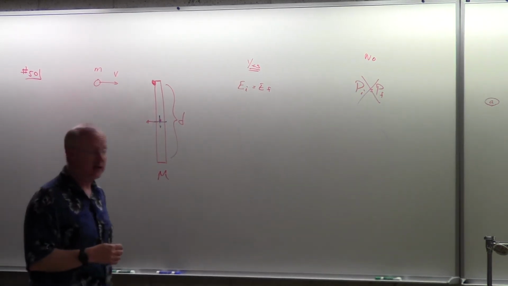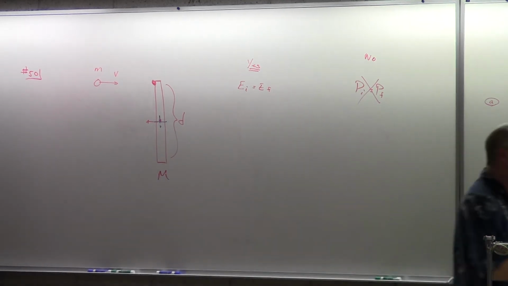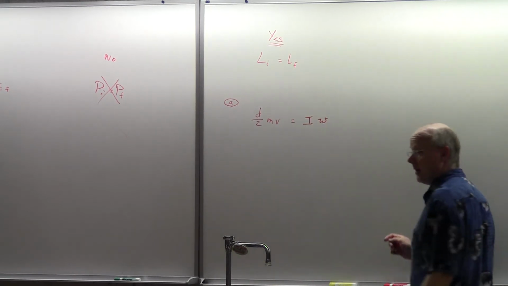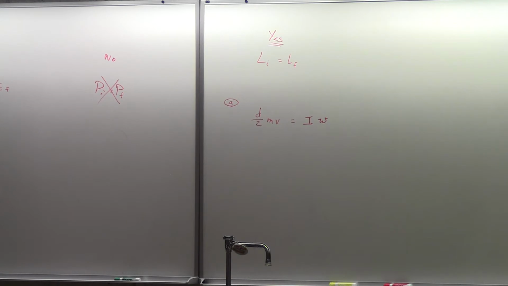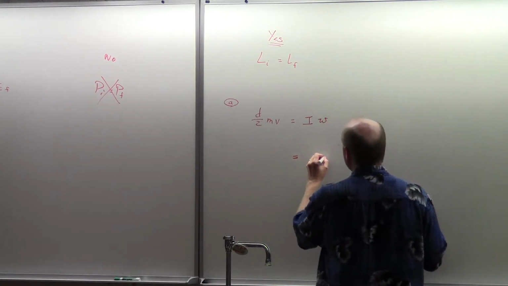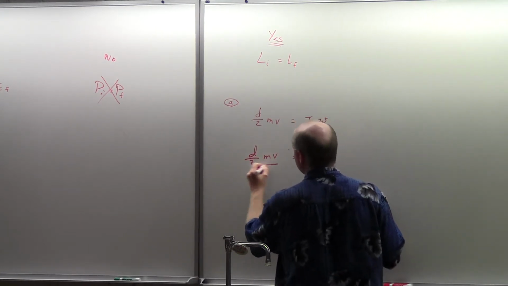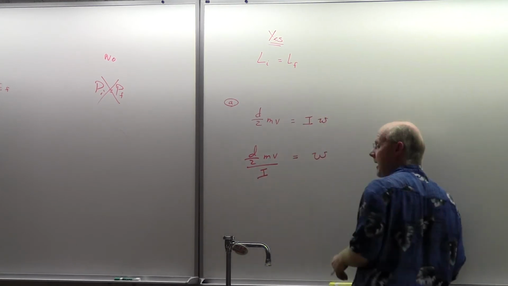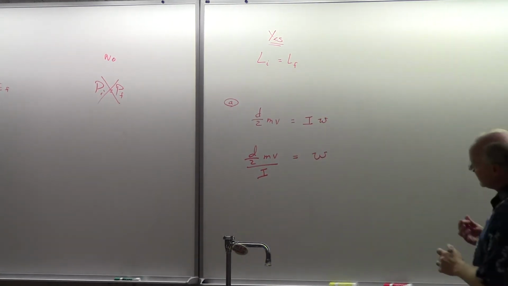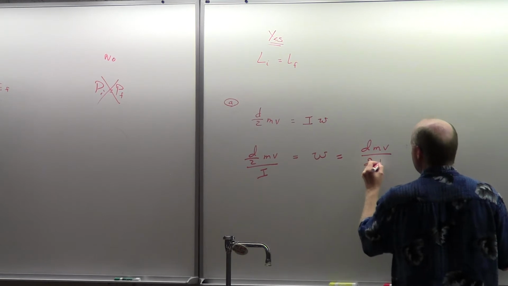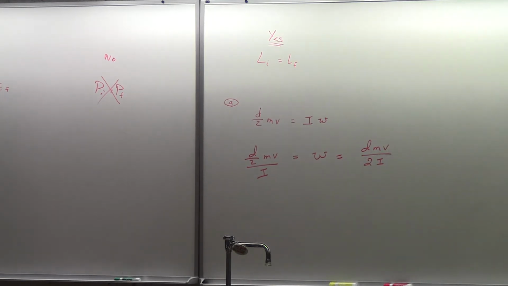And of course, then it sticks to it and starts to spin. What would be the angular momentum there? Well, I'll just write it as I omega, because it would be whatever the rotational inertia is, and it's spinning there at some angular speed. And that will help me answer the question, because the question says find the angular speed. So when I move I to the other side of the equation, I can simplify it a little bit. The numerator becomes dmv, and the denominator becomes 2 times I.